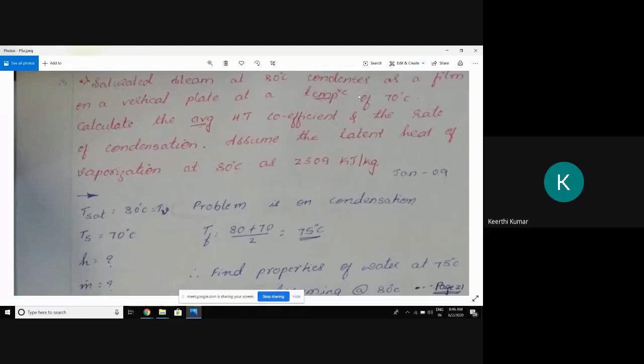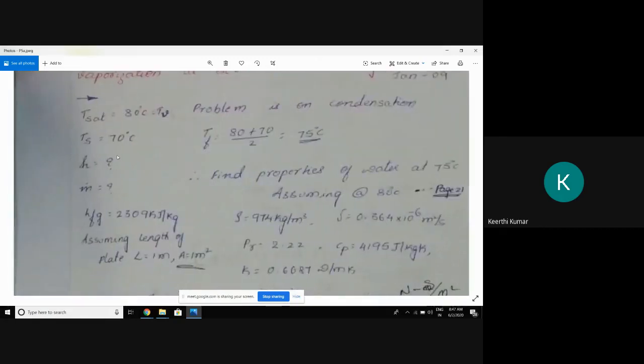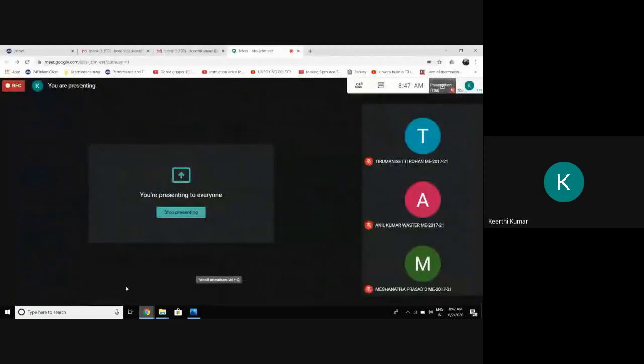So these two temperatures are important. What is he asking you to calculate? He is asking you to calculate h and m dot by assuming the latent heat of vaporization, h_fg, is 2309 kilojoules per kg. So these are all the data. What data are you going to take? First, you should know what fluid temperature I am supposed to take, and its notation. Open the data handbook, the condensation chapter.